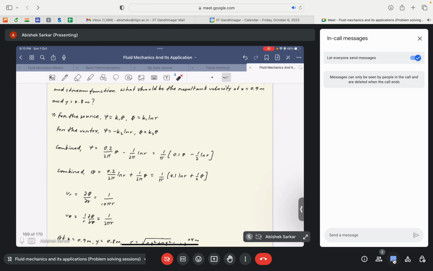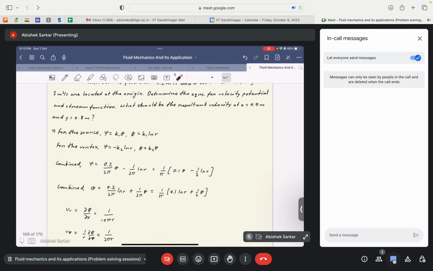Okay, so for the source we have psi is equal to k1 theta and phi is equal to k1 ln r, and for the vortex we have psi is equal to minus k2 ln r and phi equal to k2 theta. Okay, this you will check. We get that for vortex psi is minus lambda by 2 pi into ln r. So there was some minus term.